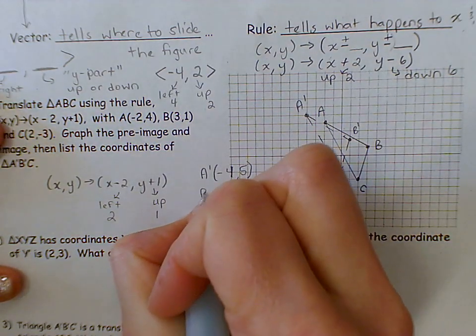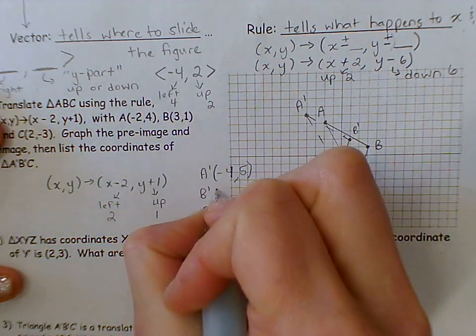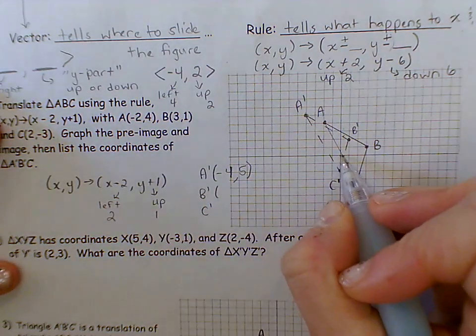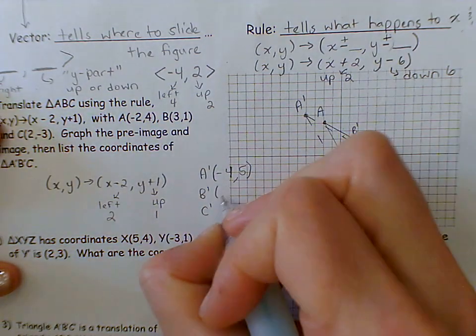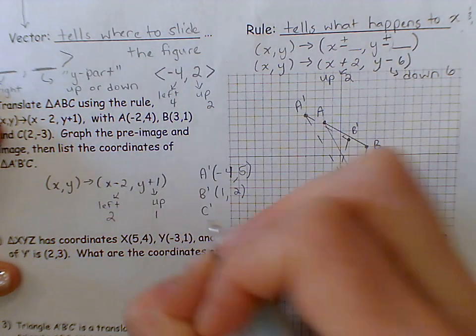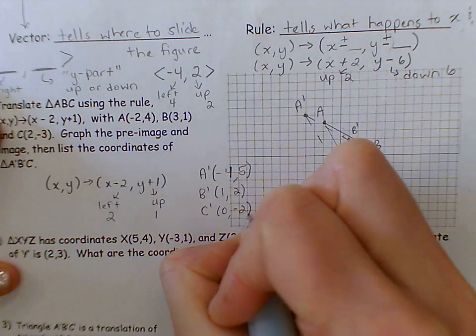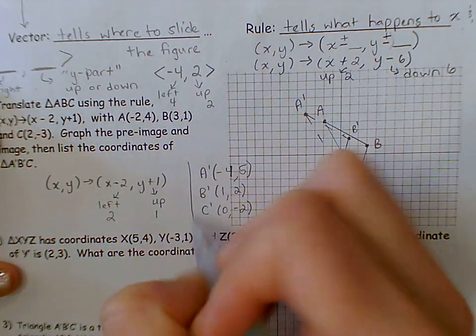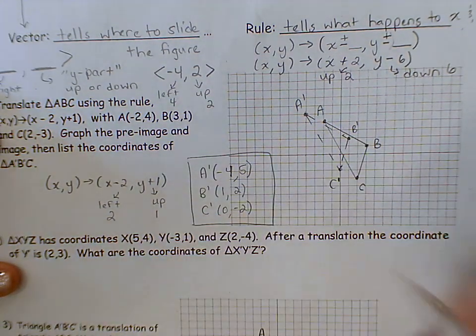And then I do the same thing for the rest of them. So I'm going to figure out where B prime is. It's at 1, 2. And then C prime is at 0, -2. 0, -2. So there we go. So that is where my image landed.